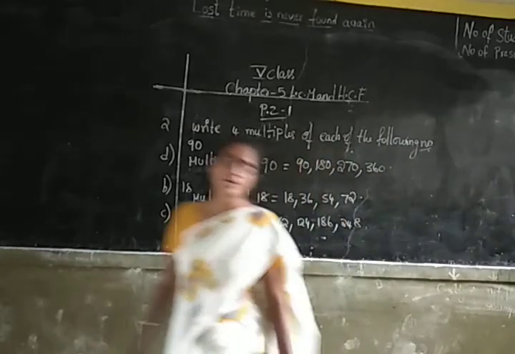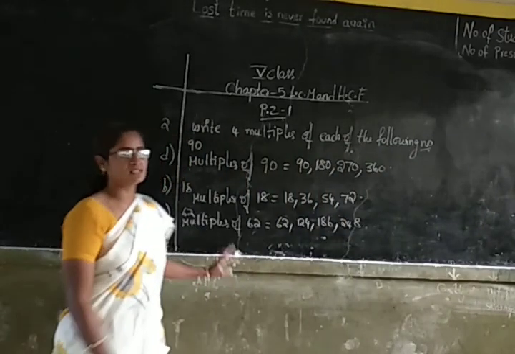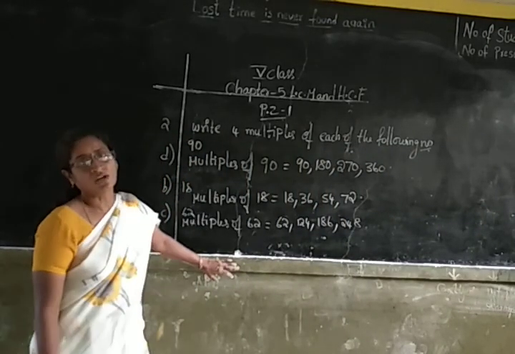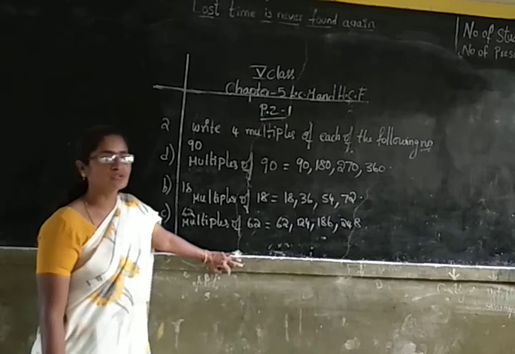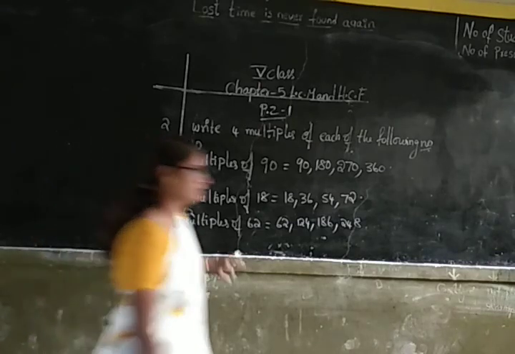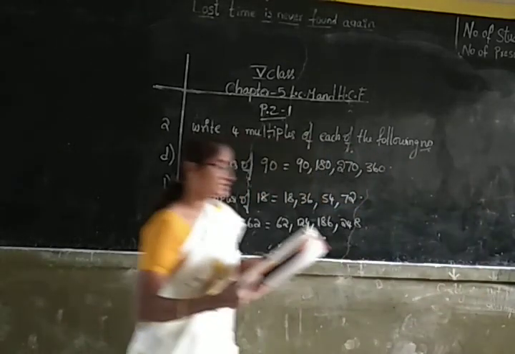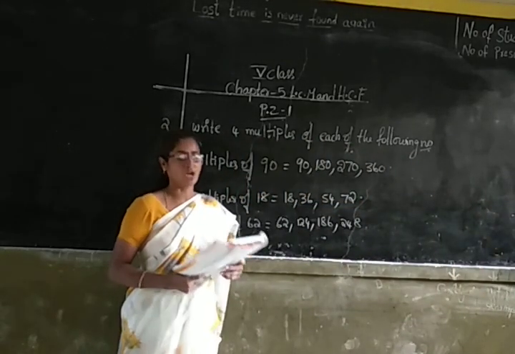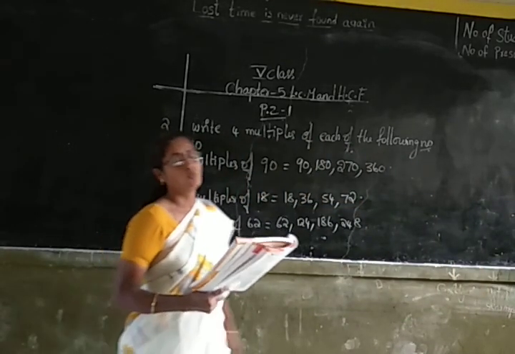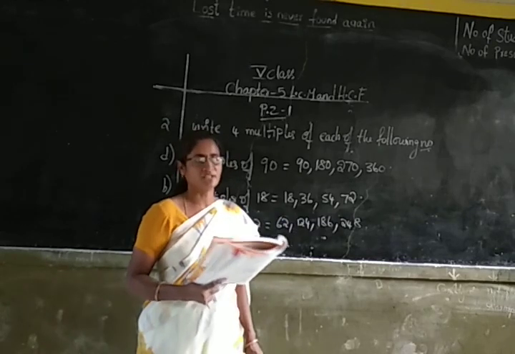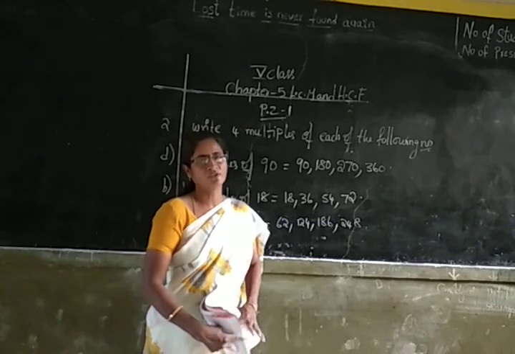Children, did you understand how to write down the multiples and factors? So today, what is the homework? You have to do the first question's remaining sums. That is, you have to find out the factors of 136 and 175. Okay, children? That's all for today's class.